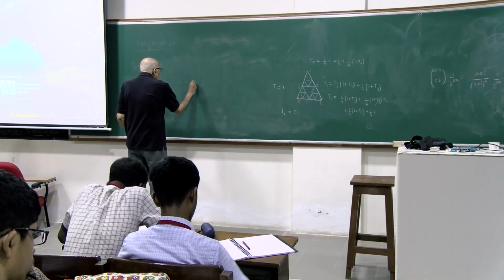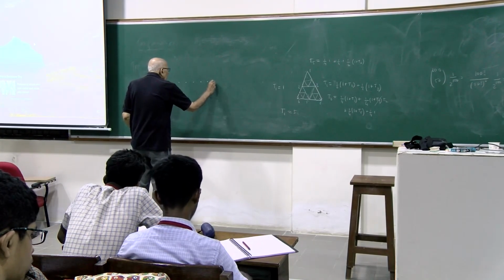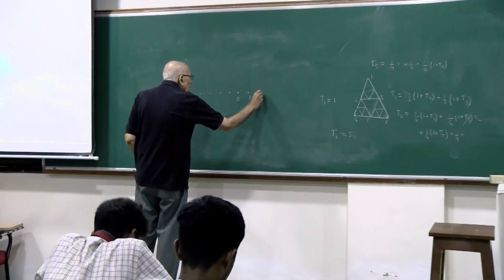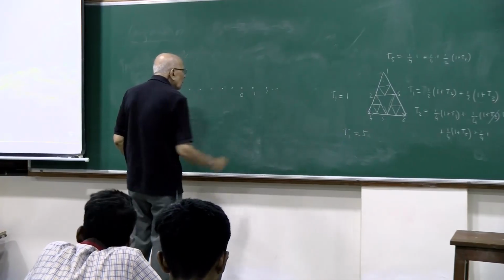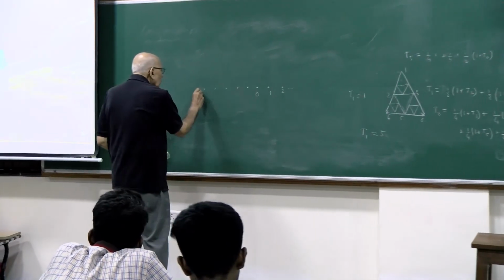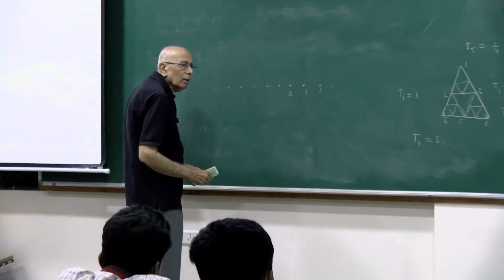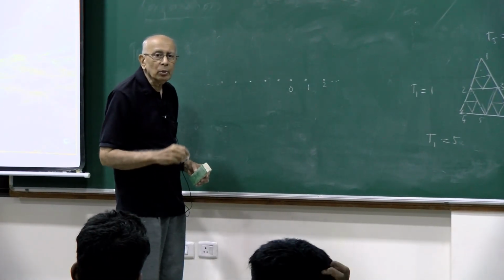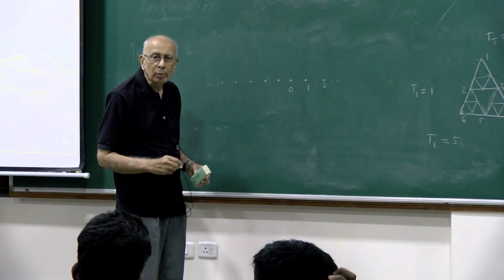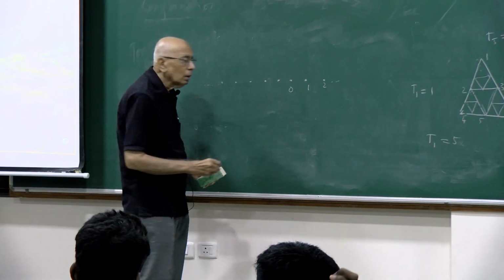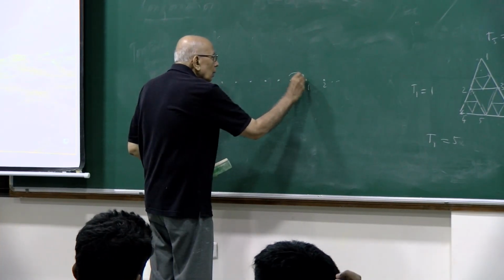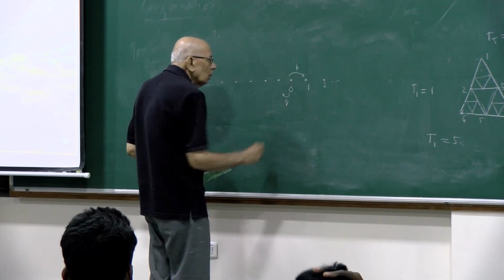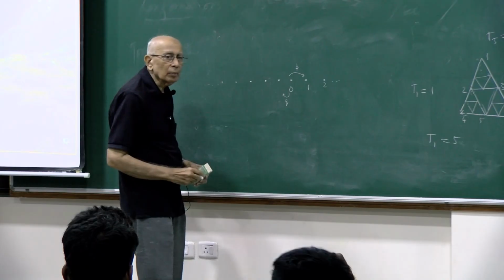So let's consider a linear lattice. This is site 0, this is site 1, this is site 2, and so on. This goes on all the way to minus infinity. I have a walker who starts in this linear lattice, takes a step to the right or left with given probabilities P and Q. So he goes to the right with probability P, goes to the left with probability Q, which is 1 minus P at each time step.